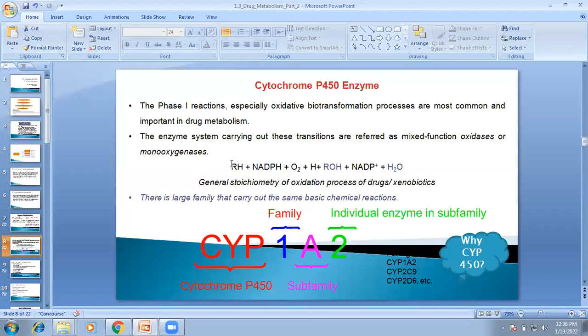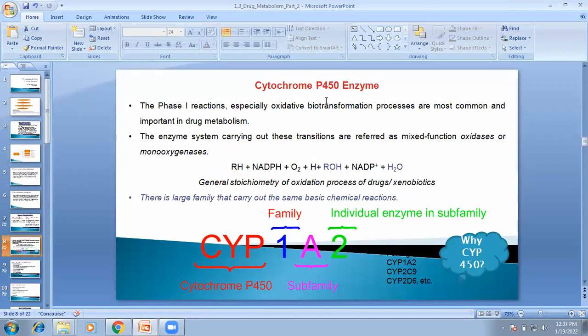What is this enzyme? This enzyme carrying out the transformations is referred to as oxidases and monooxygenases. We have already discussed what type of conversion it is going to give, oxidative type of conversion. We have discussed this enzyme in biochemistry for the electron transport chain. At that time we discussed this enzyme, and this enzyme gives us the oxidative type of mechanism, that is mixed function oxidases or monooxygenases.